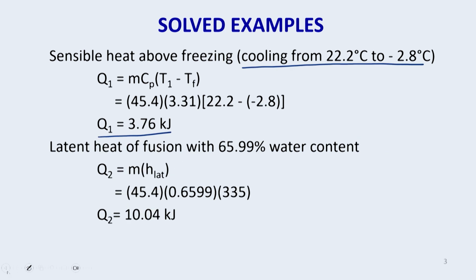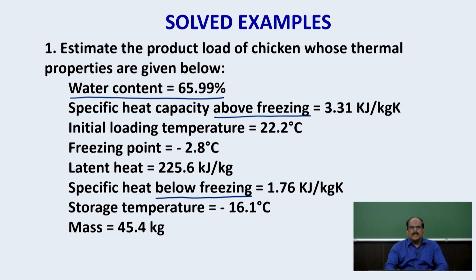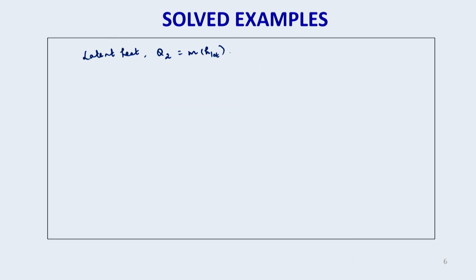Because the water content is given, we need to consider that also. If this is not given, directly we can multiply the mass of the product by the latent heat. Because this is given, we need to consider that one into water content. If water content is not given, it is assumed as 100% or 1.